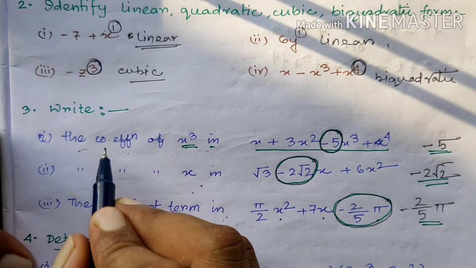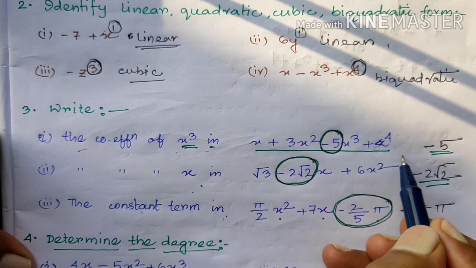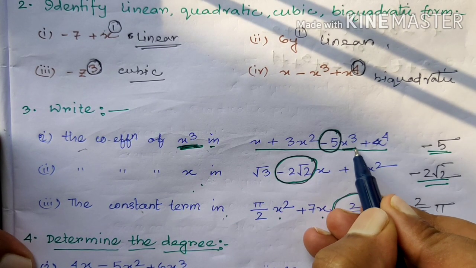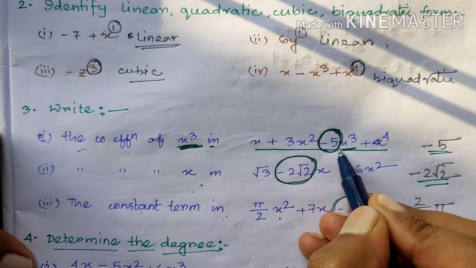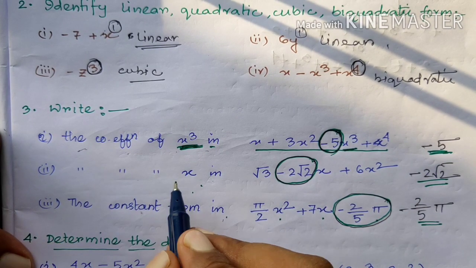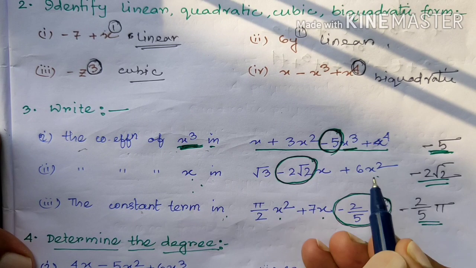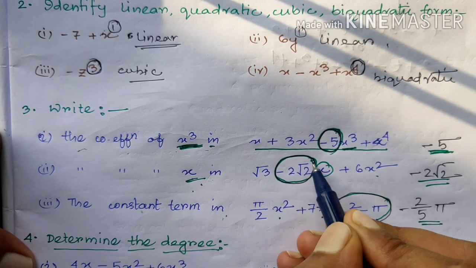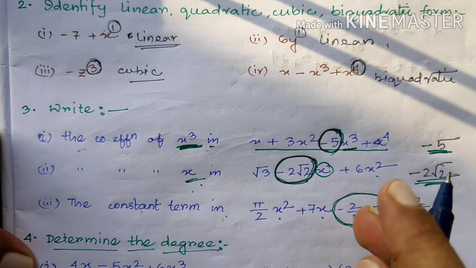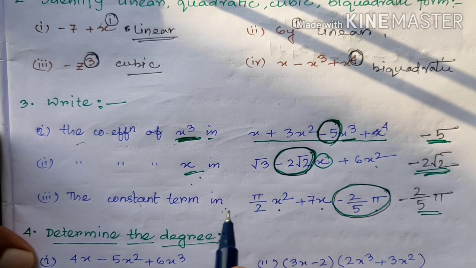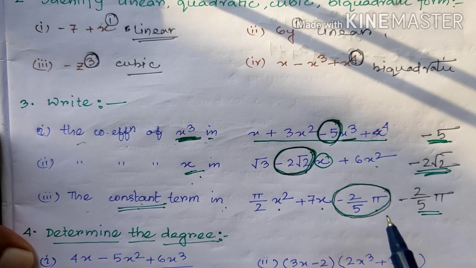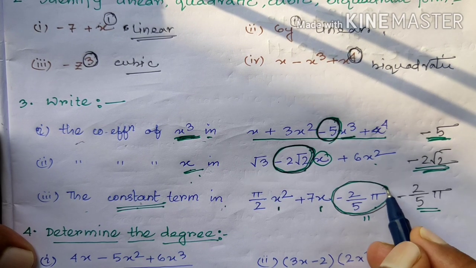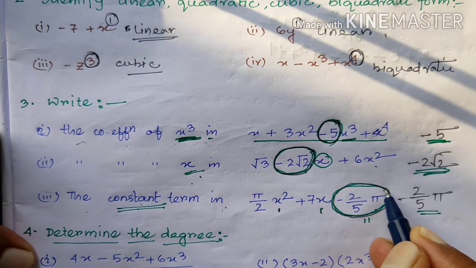Next, write the coefficient of x cube in x plus 3x square minus 5x cube plus x to the power 4. You can see there the coefficient of x cube equal to minus 5. Similarly, the coefficient of x equal to minus 2 root 2, and the constant term in pi by 2 x square plus 7x minus 2 by 5 pi. Here the constant term will be minus 2 by 5 pi.